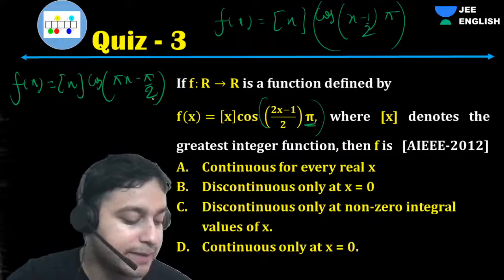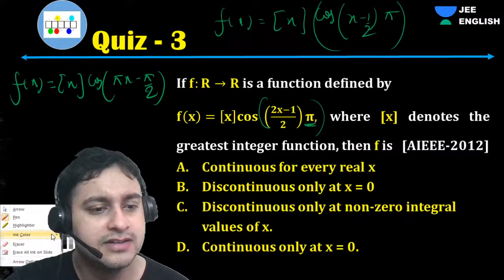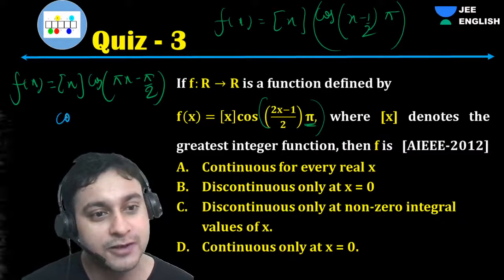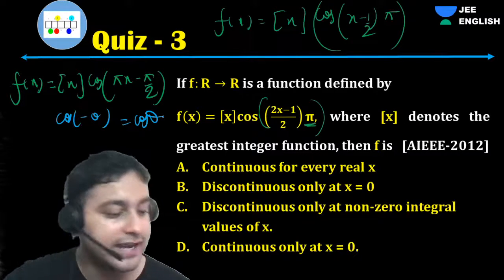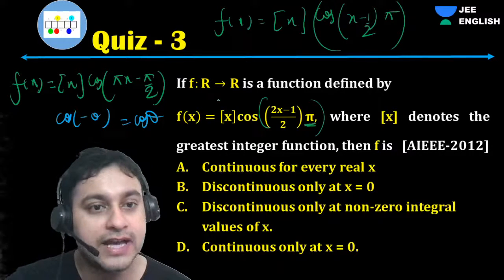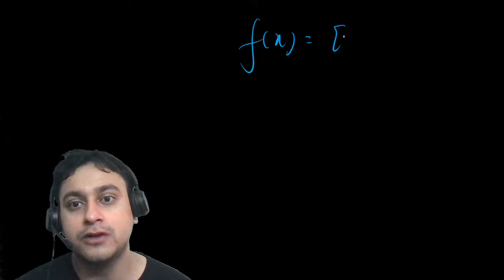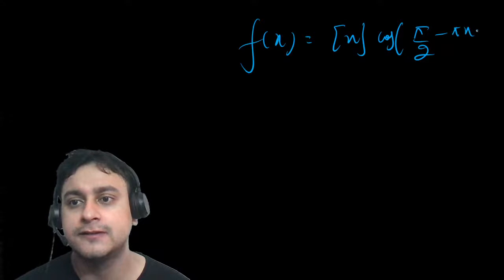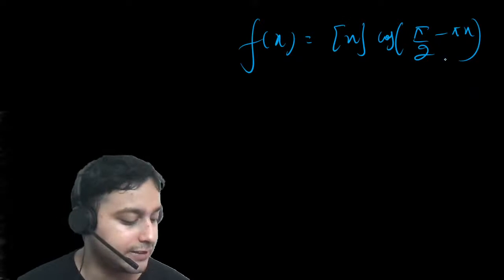Now pi x minus pi by 2 means, can I write guys cos of minus theta as cos theta? Because pi by 2 minus pi x will look better, isn't it? Because cos of minus theta is equal to cos theta, because in the fourth quadrant cos is positive. So let's write it in that manner. So what I'll do is, I will write this as f of x as box of x into cos of pi by 2 minus pi x, right? Because cos of minus theta is cos of theta.